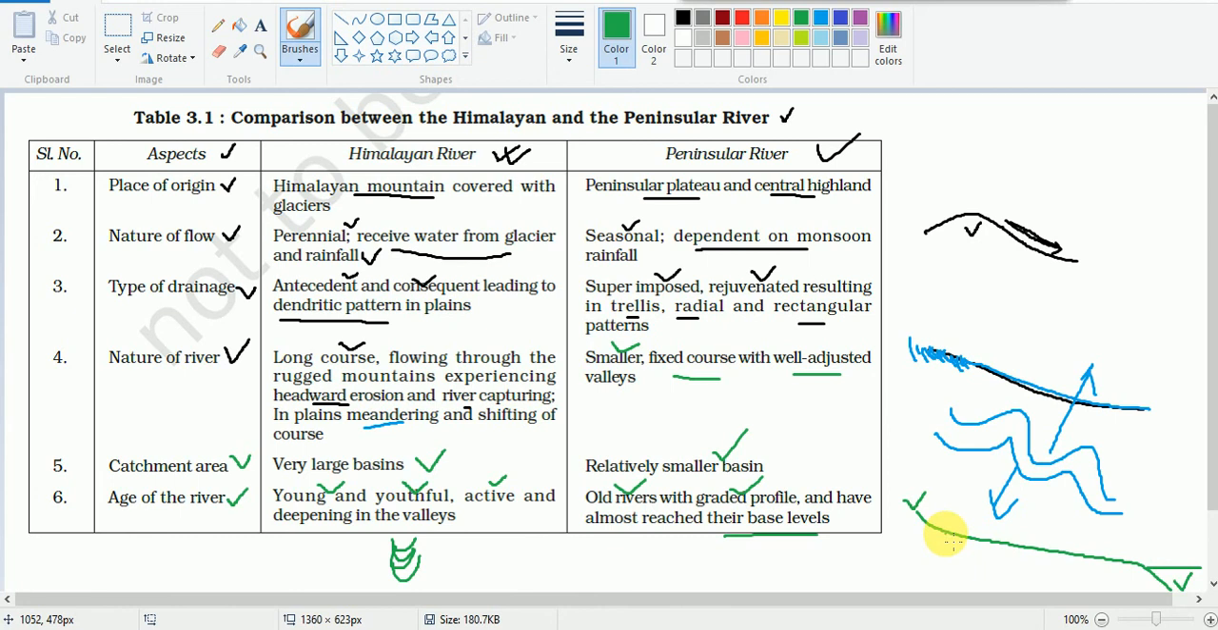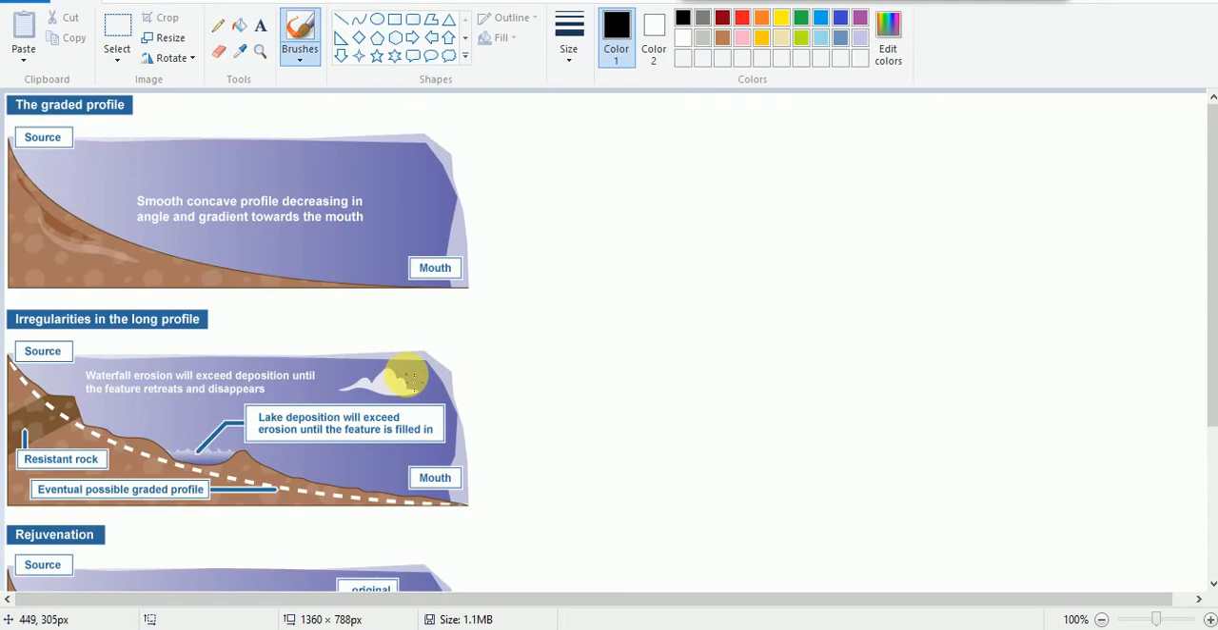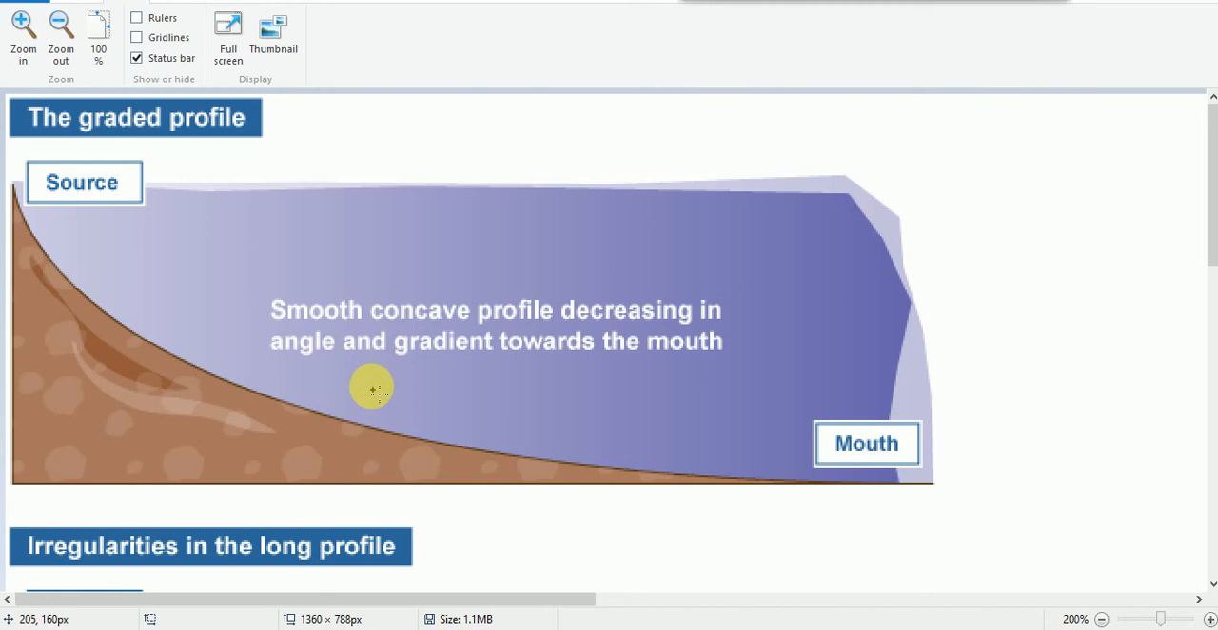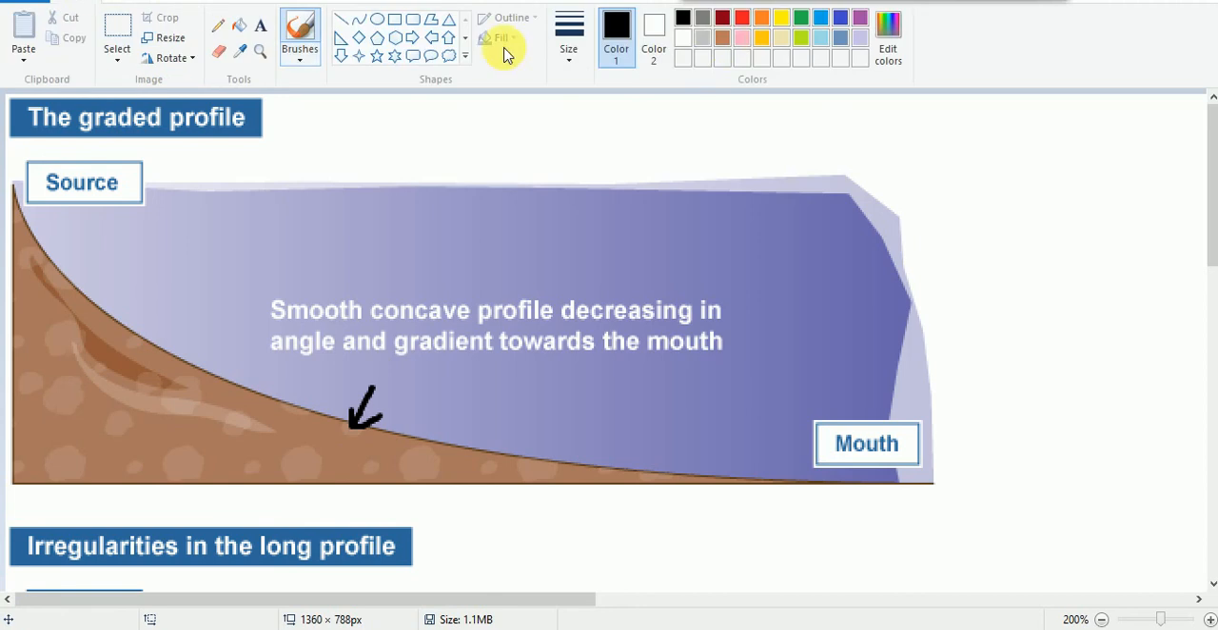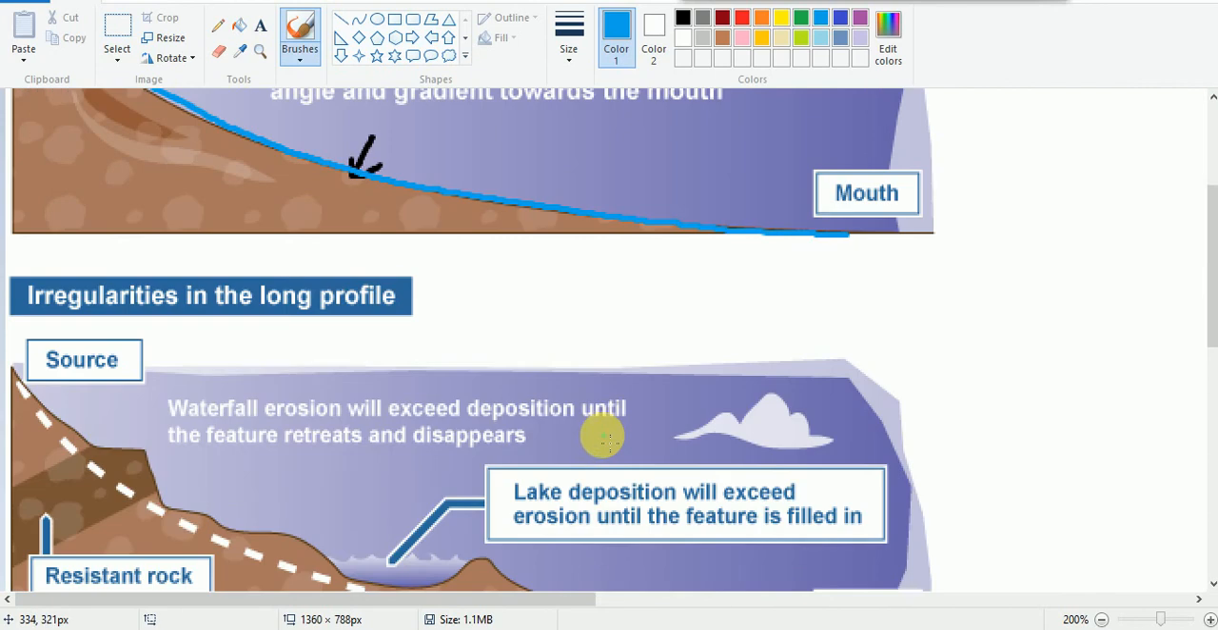When we draw a cross profile of the river, the profile is very smooth like this, no waterfalls, no rapids, and it is totally smooth, as you will see here. This is the first one. This is an example of a graded profile, and most of the peninsular rivers have a graded profile like this, with a very smooth riverbed, thus reaching the sea.